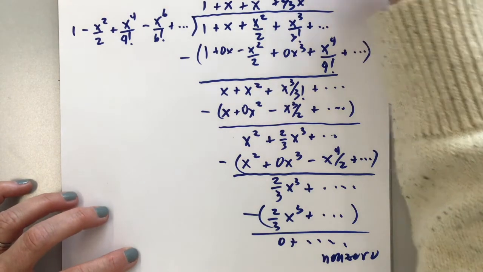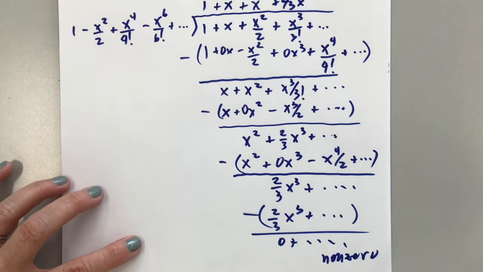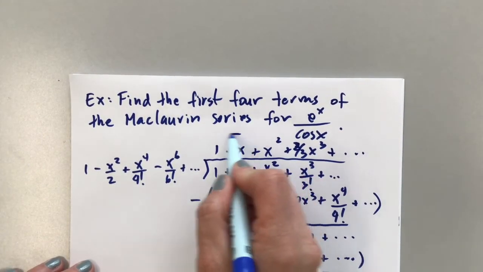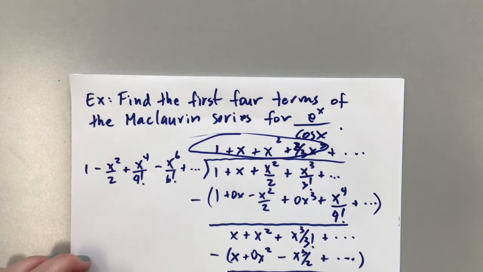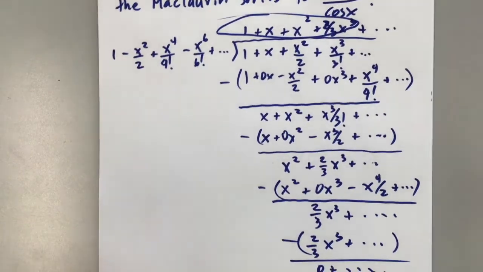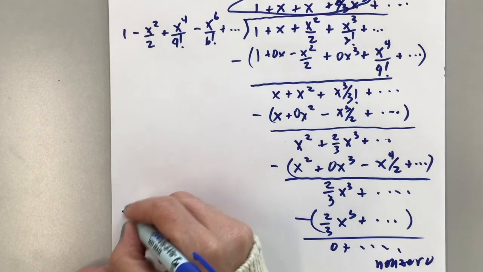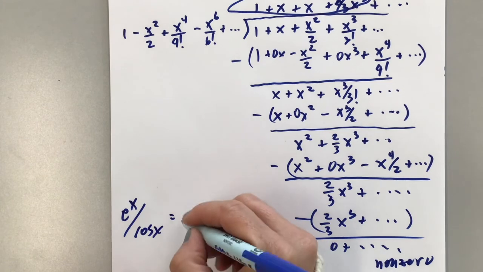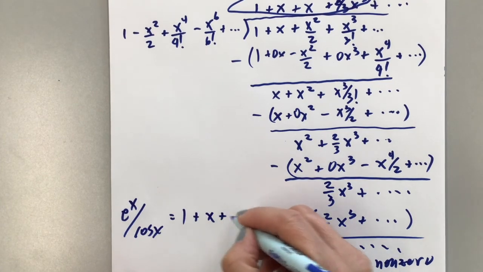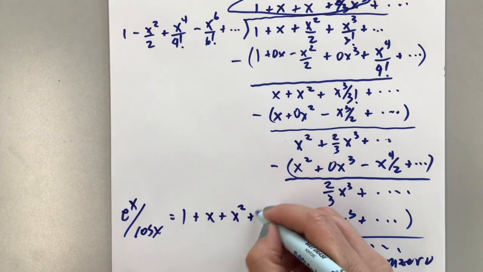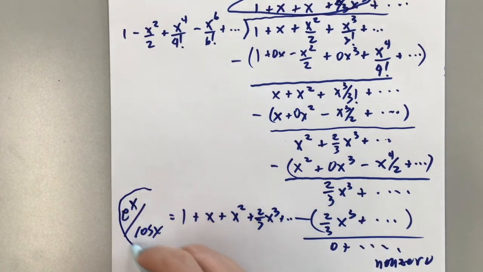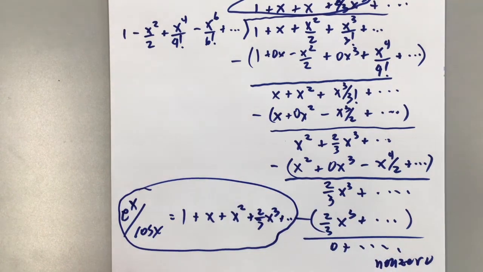Okay, so again, we only needed the first 4 terms of the series. So we have it right up here, so plus dot, dot, dot, but this right here is going to be the first 4 terms of our Maclaurin series, okay? So that means that e to the x over cosine of x equals 1 plus x squared plus 2/3 x cubed plus a bunch of other stuff. Okay, so that's the way division of power series works.